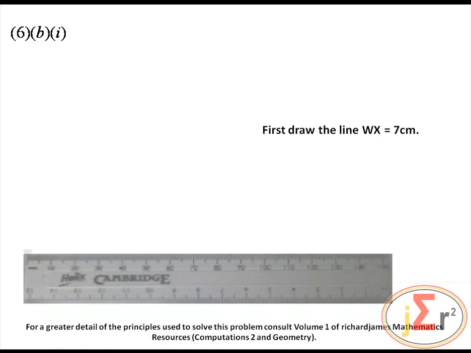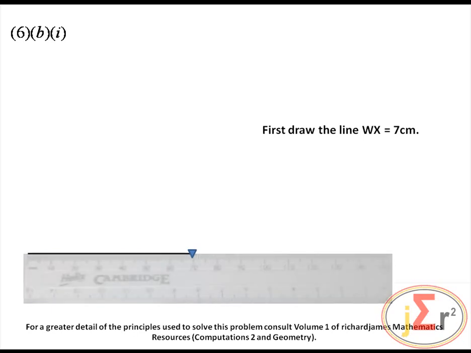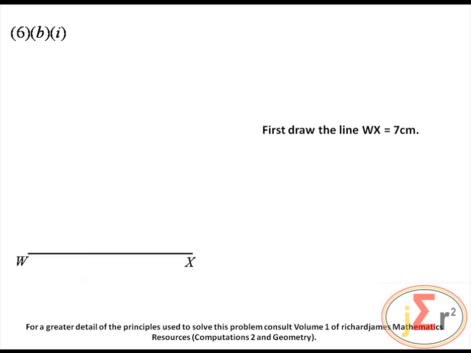Our duty now is to construct a parallelogram WXYZ in which WX is 7 centimeters and WZ is equal to 5 centimeters, and the angle XWZ is 60 degrees. So first draw the line WX equal to 7 centimeters. 7 centimeters WX. That's it.